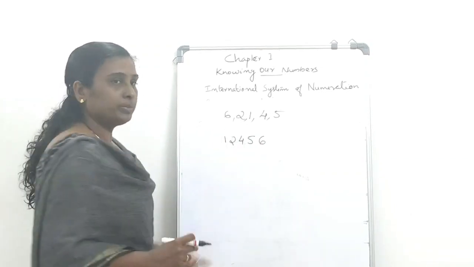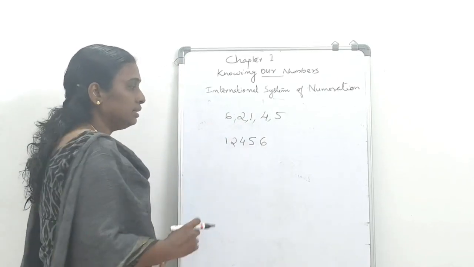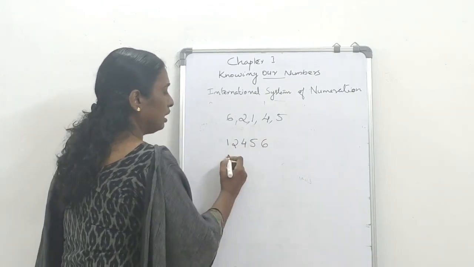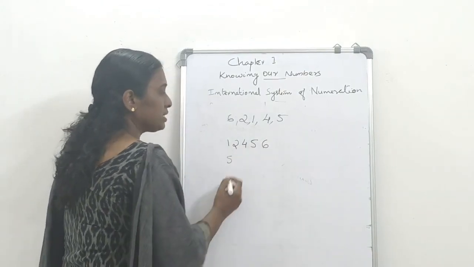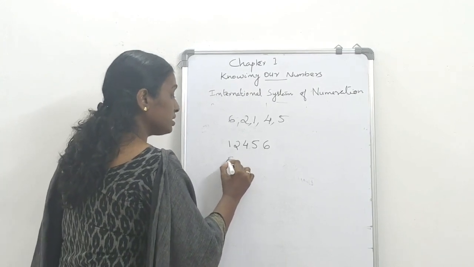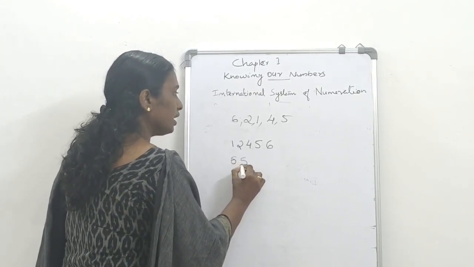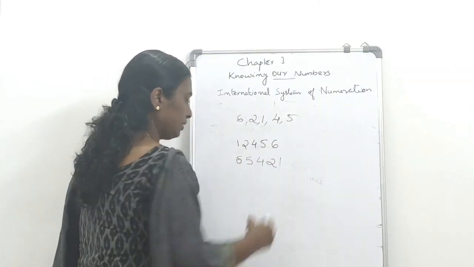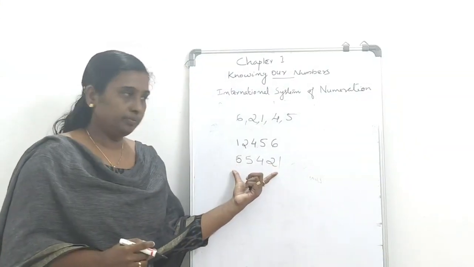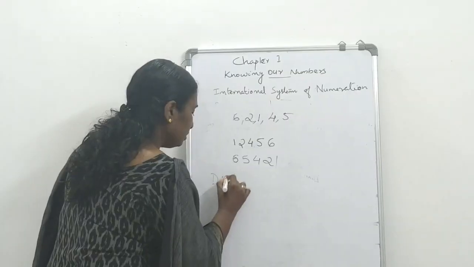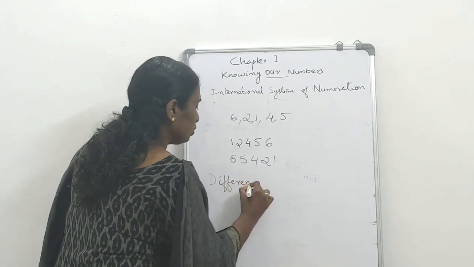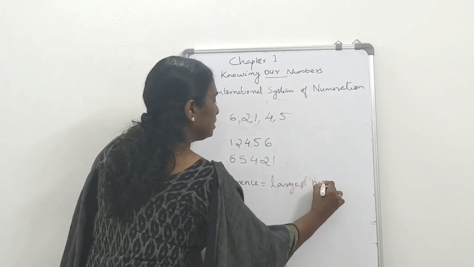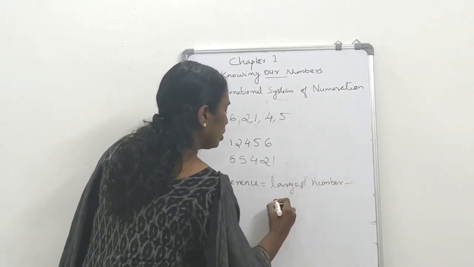The largest number is obtained by arranging the digits in descending order. Descending order means arrange the numbers from largest to smallest. The largest digit is 6. The second largest is 5. Then 4. Then 2, 1. This is the largest number. The difference between these two numbers is equal to the largest number minus the smallest number.